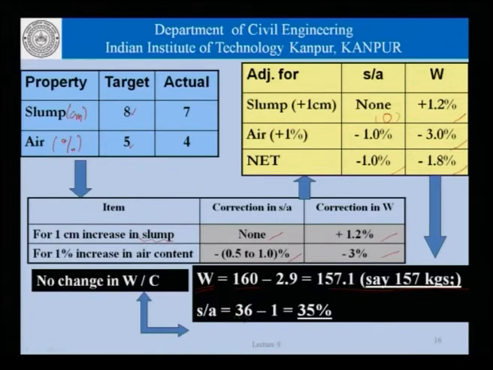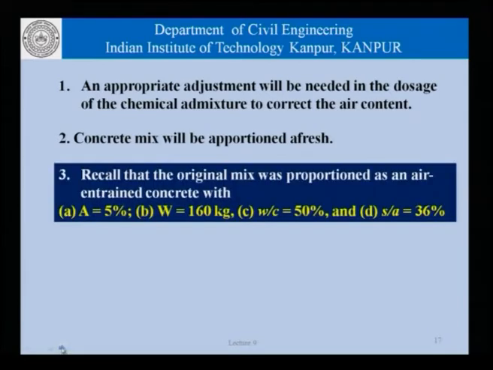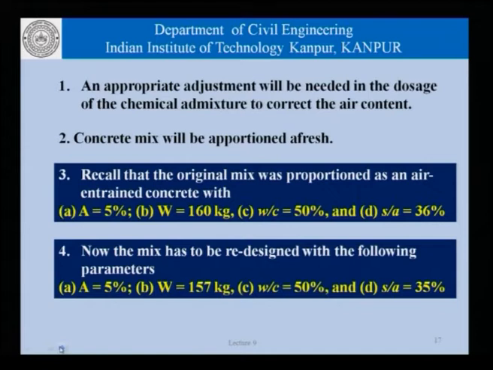S by A we used 36% in the last example, and reducing it by 1 means we will work with 35%. We will not change the water cement ratio, because we do not have any information about it, and we really do not need to change it in this example. Now, to recall what we have done, an appropriate adjustment will be needed in the dosage of the chemical admixture to correct the air content. The concrete will be proportioned afresh, and beginning with this example that we had, we will now work with the parameters. Air content is 5%, water content is 157, water cement ratio is 50%, and S by A is 35.